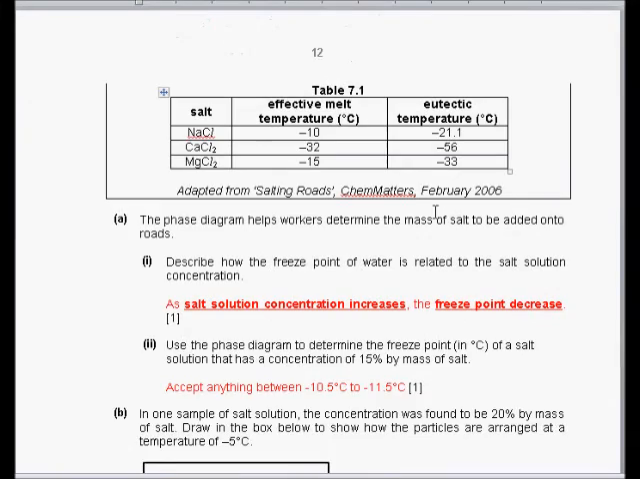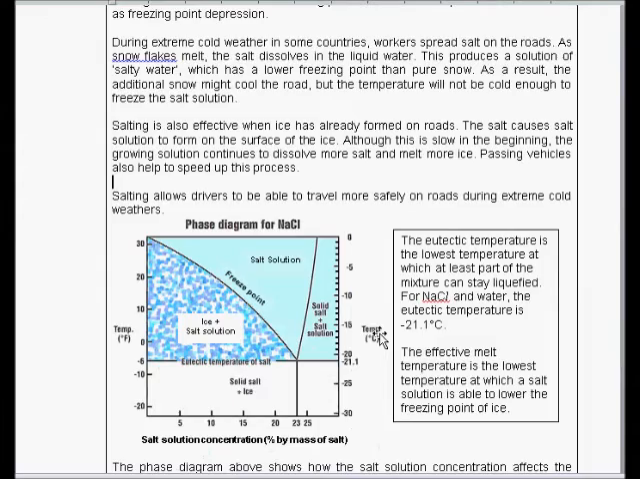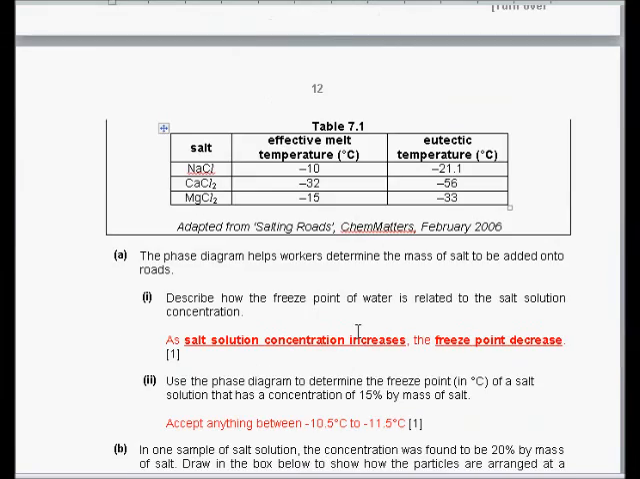Now for section B, this is a database question. You have to familiarize yourself with this kind of question because in O-level definitely at least one or maybe two questions of this magnitude will come up. Okay, describe how the freezing point of water is related to the salt solution concentration. Now, as salt solution concentration increases, freezing point decreases.